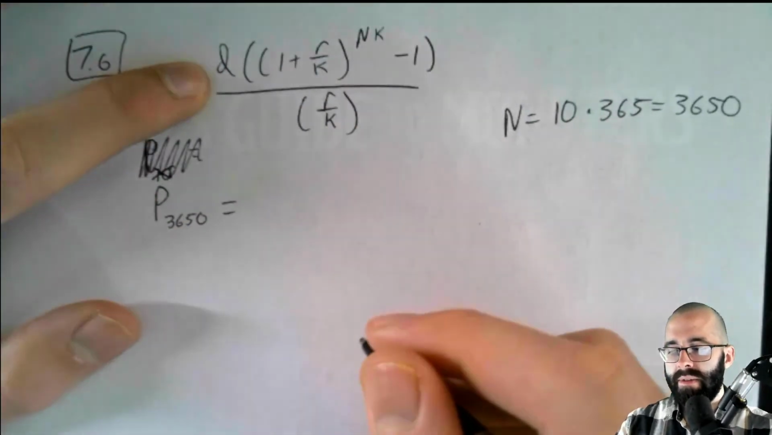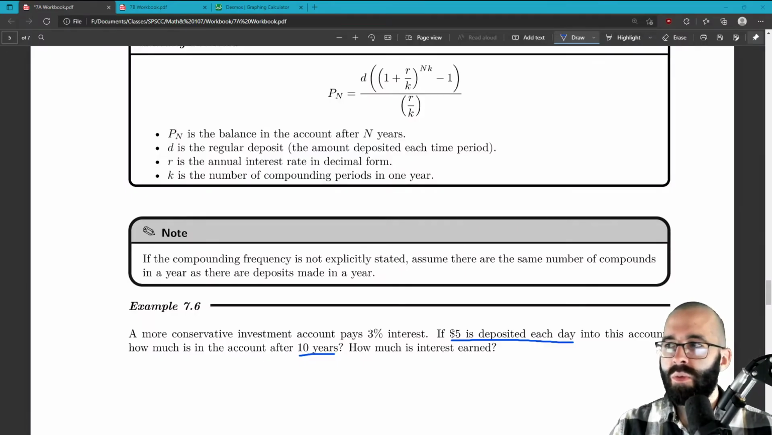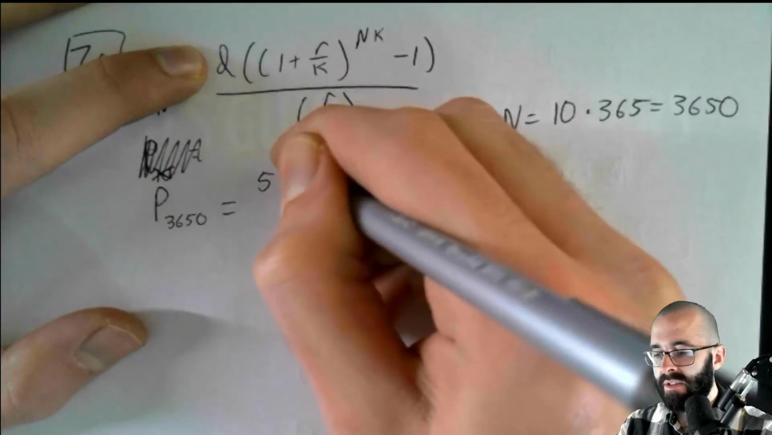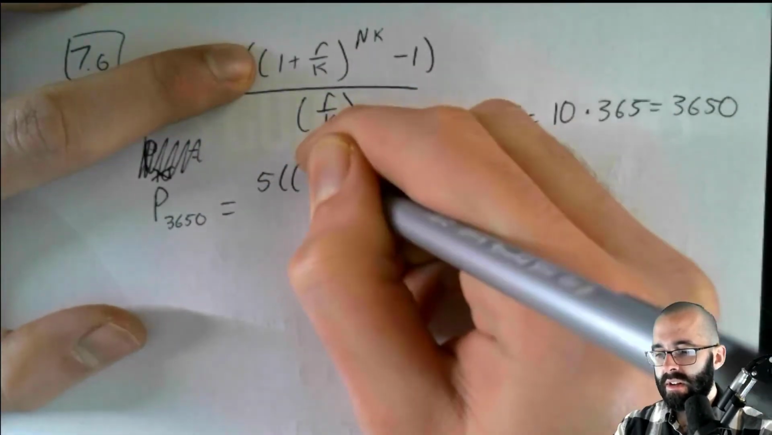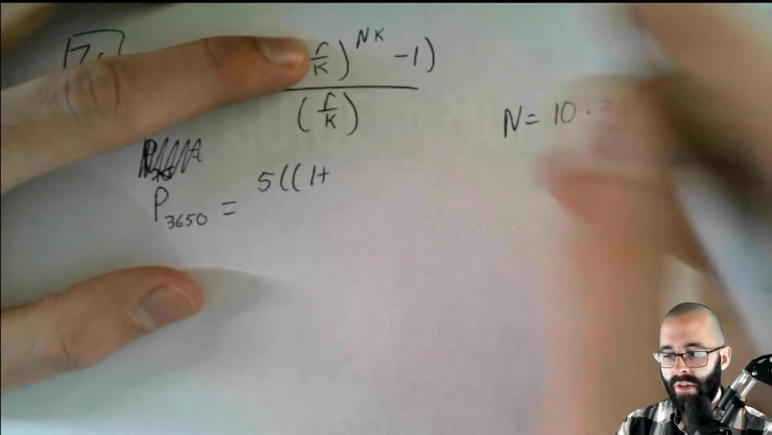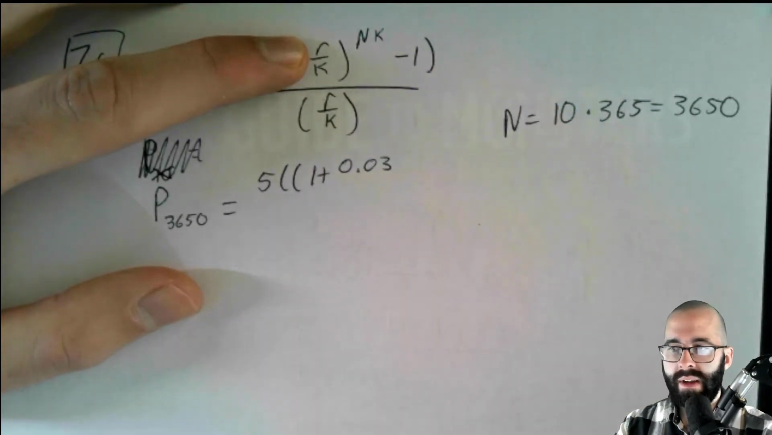Here's the important part. D. What is D? That's a new one. It's the regular deposit each time period. So every time period, we're depositing $5. So D is 5. Keep filling in the blanks. R is our interest rate, 3% interest. As a decimal, that's 0.03.